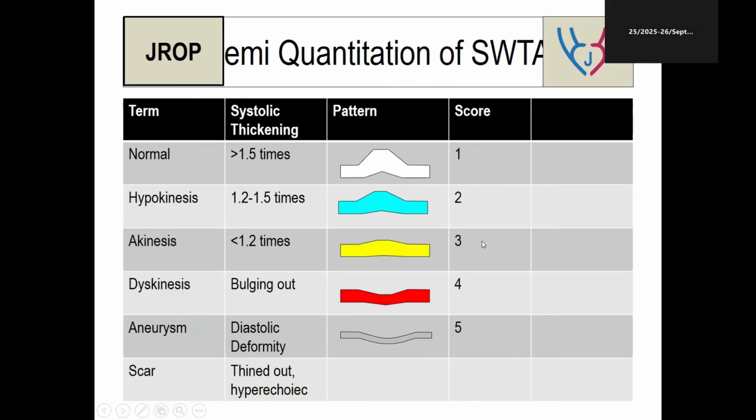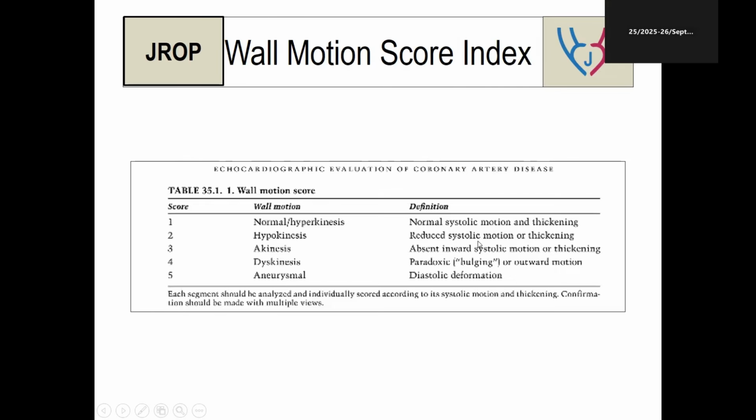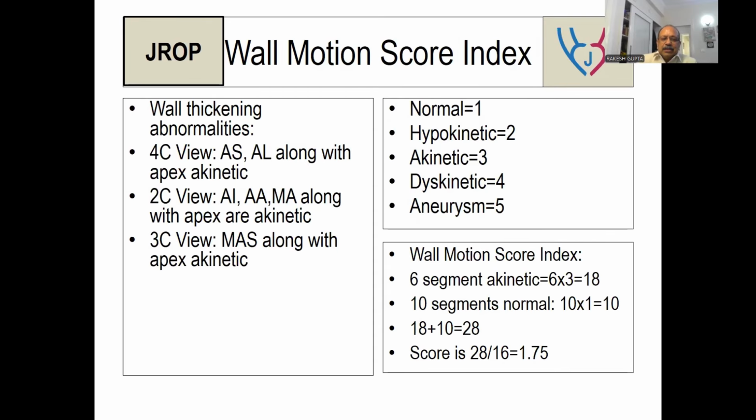So this was an example. I showed you an example. So 6 segments are akinetic, and 6 into 3 becomes 18. Now 10 segments are remaining, which remain normal. So we give them 10 into 1, 10. 18 plus 10 becomes 28. And this 28 has to be divided by the number of segments, that is 16. The score becomes 1.75. The higher the score, the worse it is.